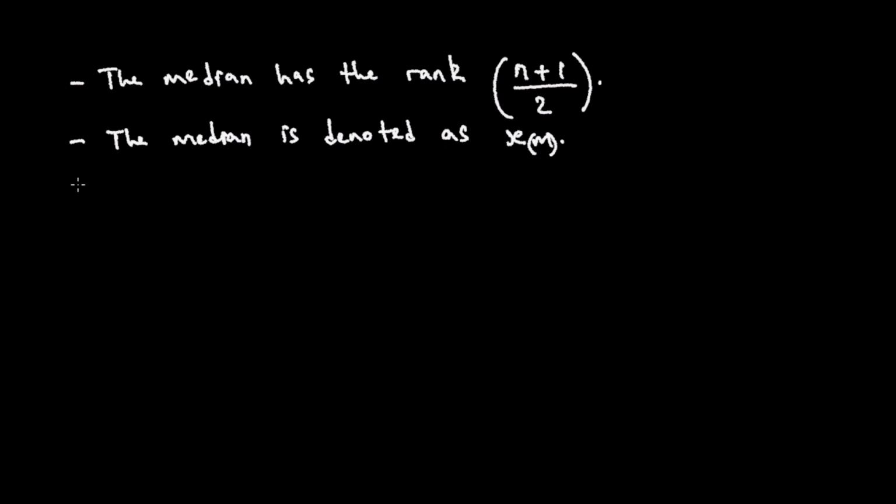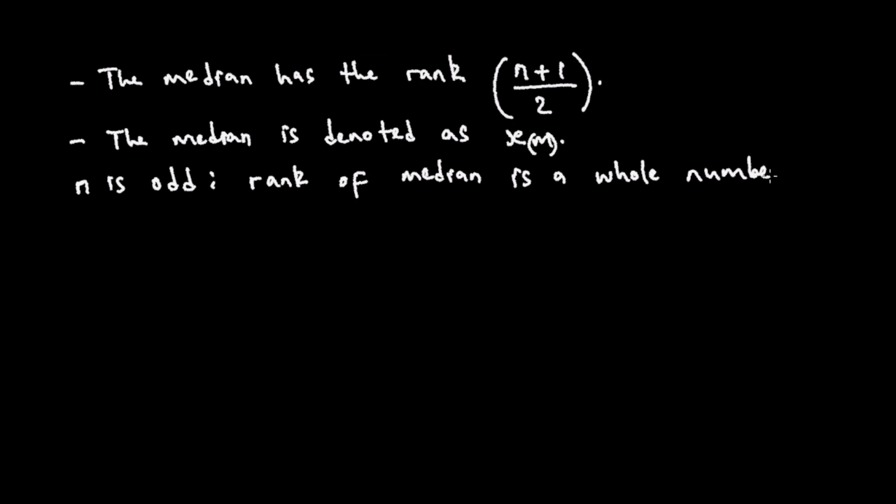So here we are saying that when n is odd, then the rank of the median will be a whole number. So the first thing: the rank of the median is a whole number. What else? Another thing here is that the median will be the middle number. The median is the middle number.